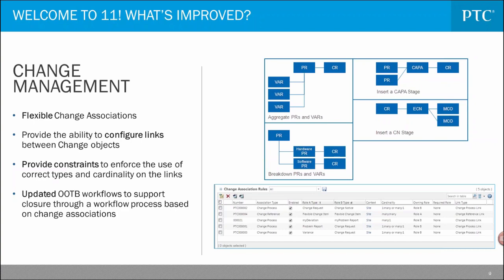You can also provide constraints between the types of change objects and the cardinality between change objects. The out-of-the-box workflows have been enhanced so that when you close out a change notice, for example, it will also close out the related problem report.